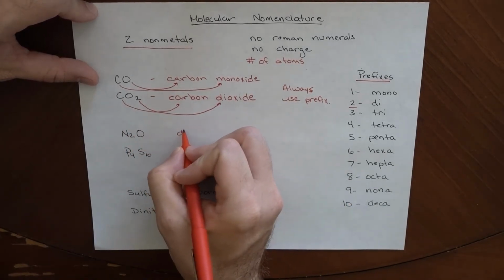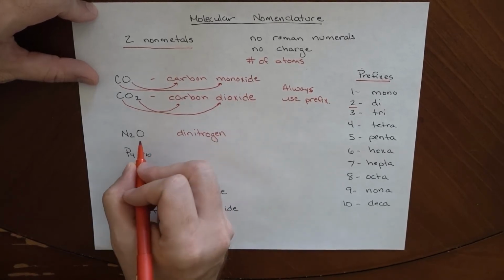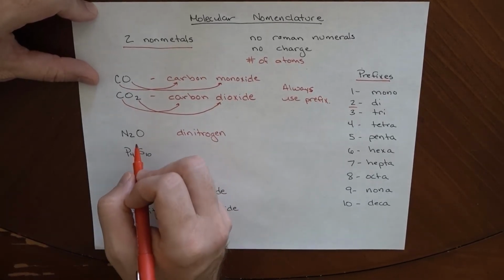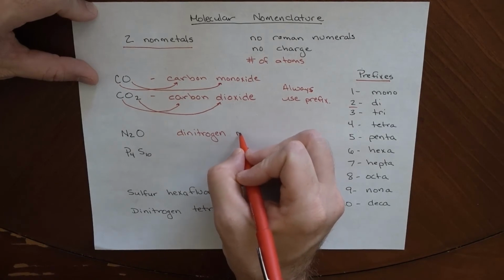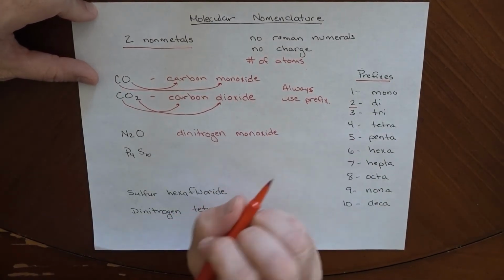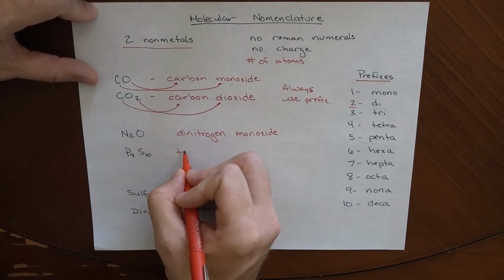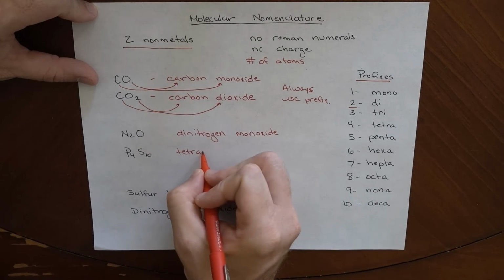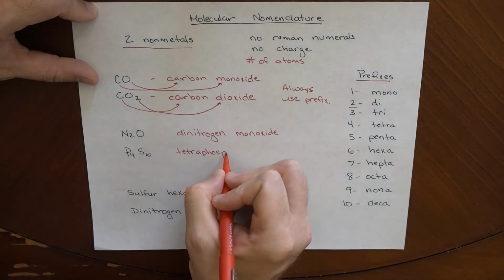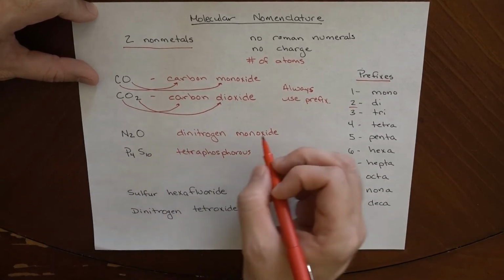So this would be called dinitrogen. Now we only have one of the second element, but because it's the second element, we say how many there are. So dinitrogen monoxide. And these are two separate words, by the way. 4 of the phosphorus is tetraphosphorus. Long word. And then decasulfide.